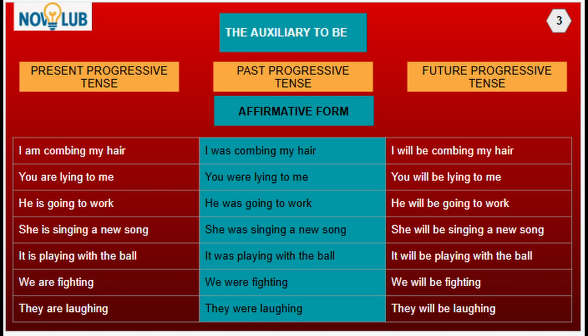Past progressive tense: I was combing my hair. Only we change the auxiliary; we put the auxiliary in past. Because in present we had "I am combing my hair," so in past we change "am" into "was" and we say, "I was combing my hair."